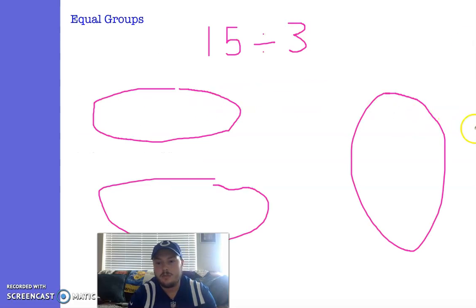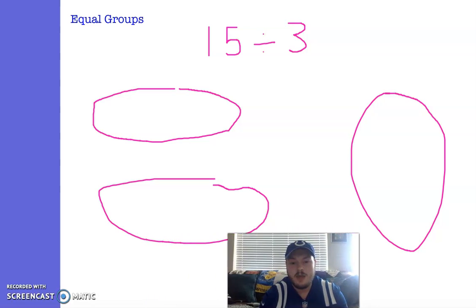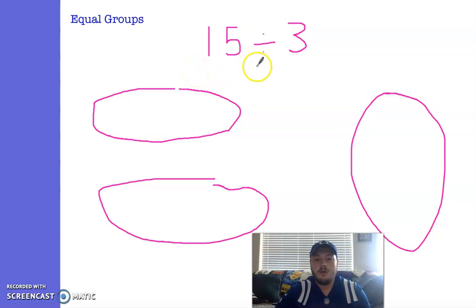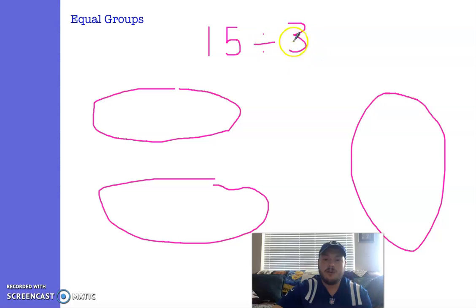So we're going to start with some simple division problems today. The first division problem we have is 15 divided by 3. So our dividend, our total, our biggest number is 15, so I should not see any more than 15 dots total here. And we are putting them into 3 equal groups. So our divisor is 3, so I needed 3 equal groups.